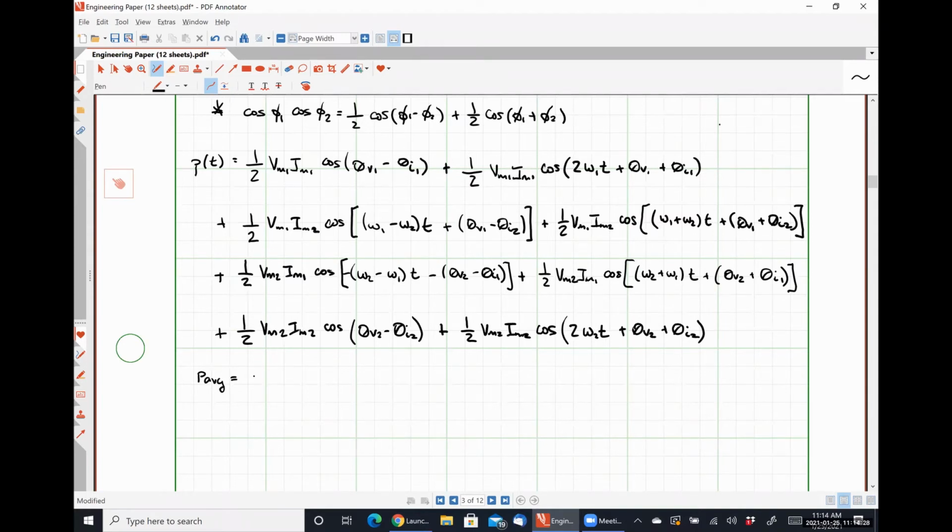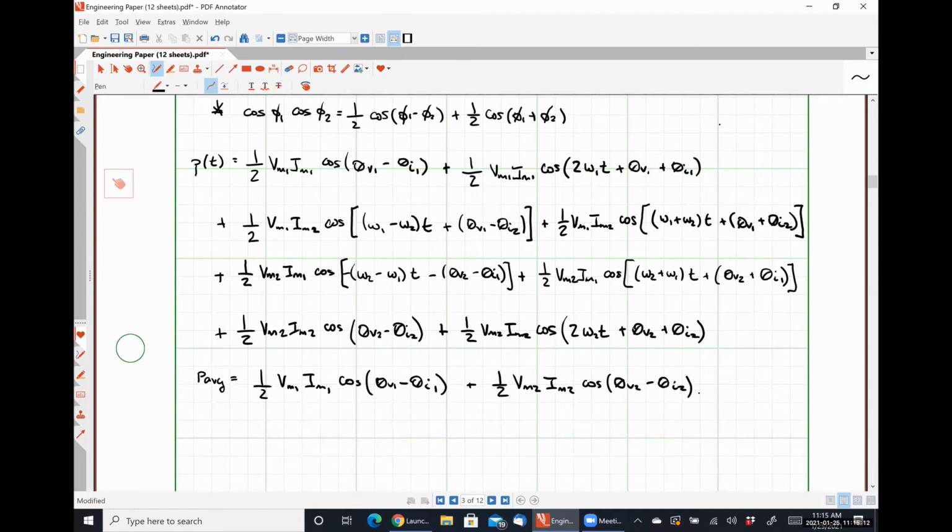And what we're left with is simply 1/2 VM1 IM1 cosine theta V1 minus theta I1 plus 1/2 VM2 IM2 cosine theta V2 minus theta I2.